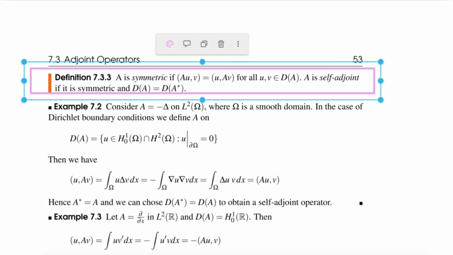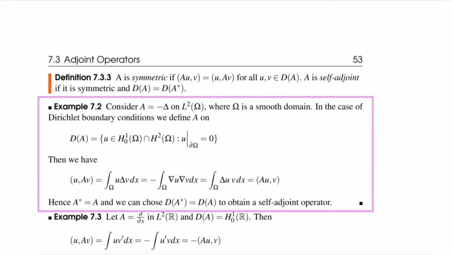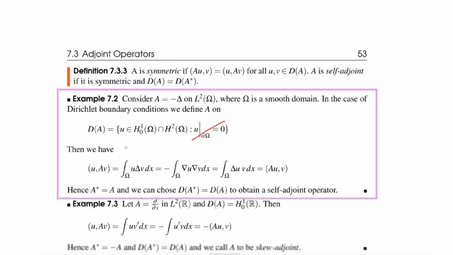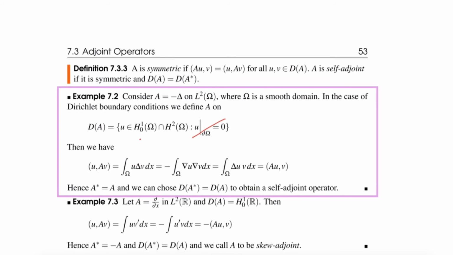Let us consider an example down here. So A is minus Laplace on L2 of Omega, where Omega is a smooth domain, and we have Dirichlet boundary conditions. I use as domain of definition all functions in H01 and in H2, which have u at the boundary of Omega equal to 0. Actually, I would not necessarily need to write this down here, because this is already part of the H01 condition.